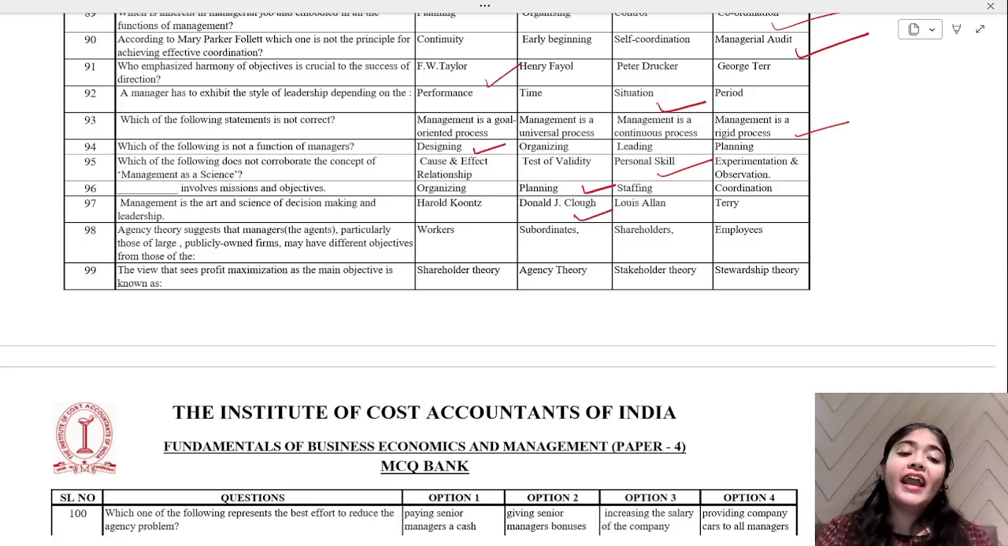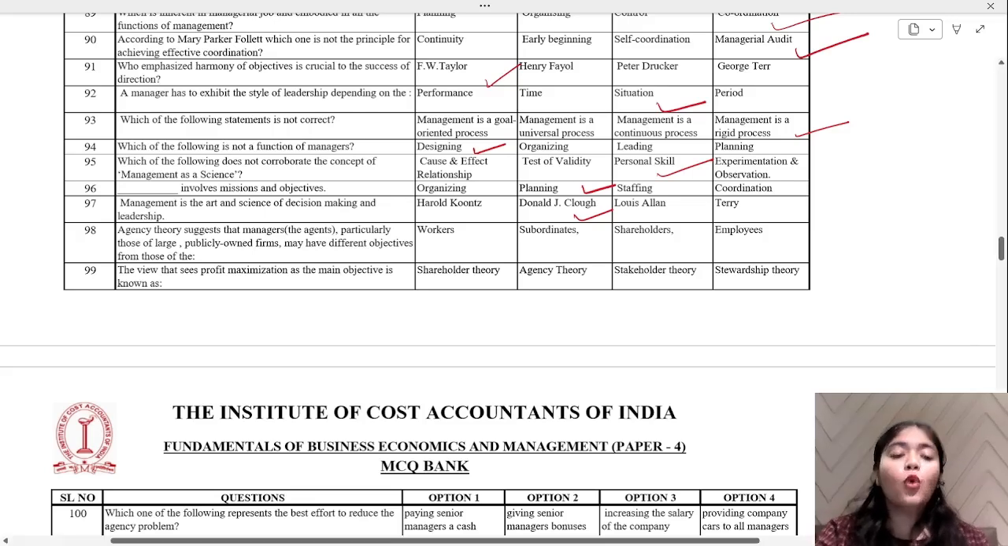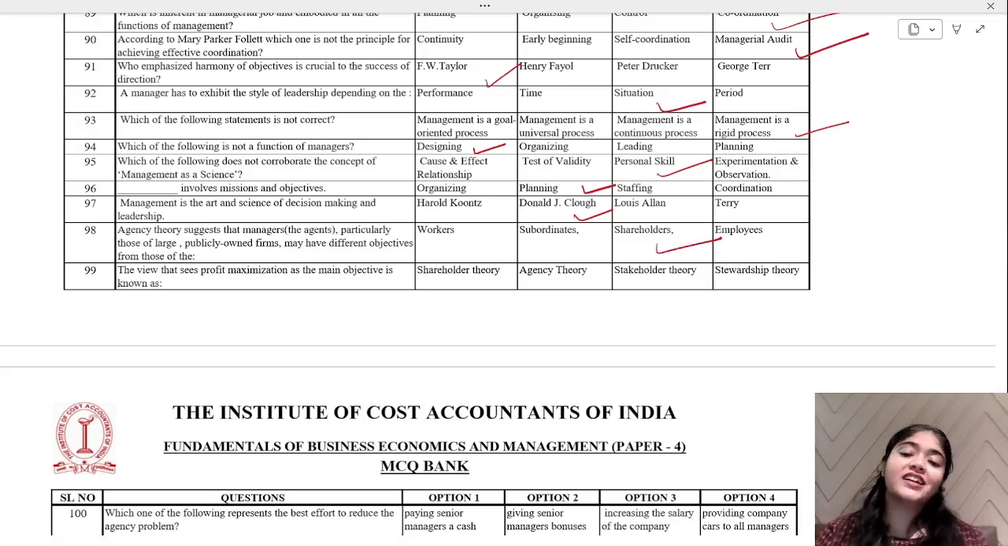Agency theory suggests that managers, the agents, particularly those of large publicly owned firms, may have different objectives from those of workers, subordinate shareholders, or employees. Who will have a different one? Shareholders is the correct answer. Very good.